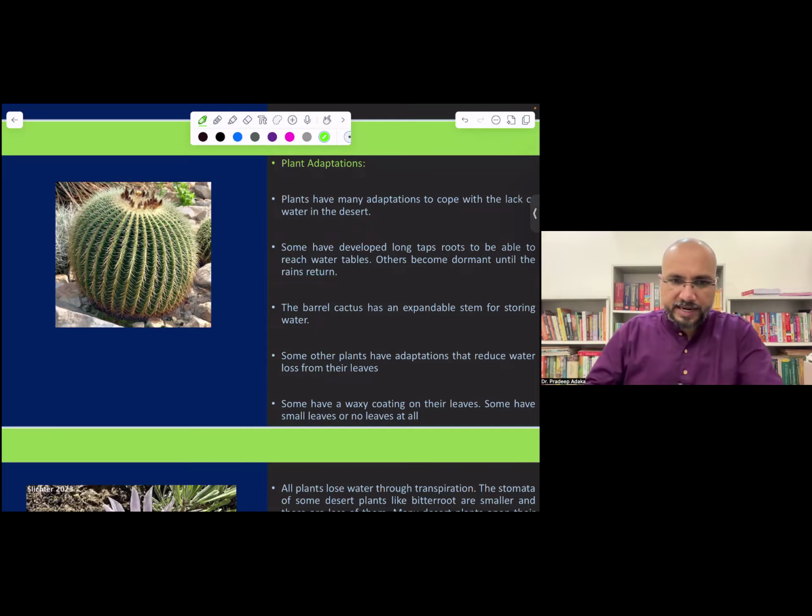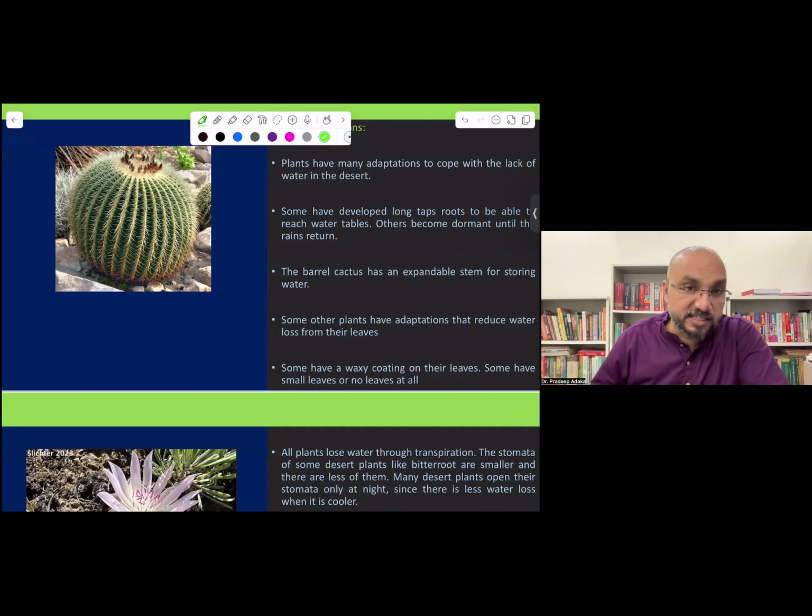So let us look into the adaptations. To cope with scarcity of water, plants have developed certain adaptations. Some have developed long taproots. They penetrate deep to absorb moisture from the deeper layers of soil.